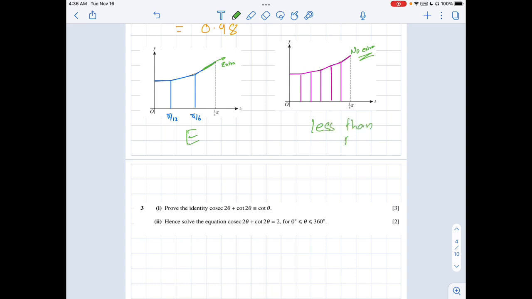That extra area is not visible in the second one when we draw it out carefully. So you can see that there is no extra area coming in because of these trapeziums. So we can write that the second estimate would be less than E.